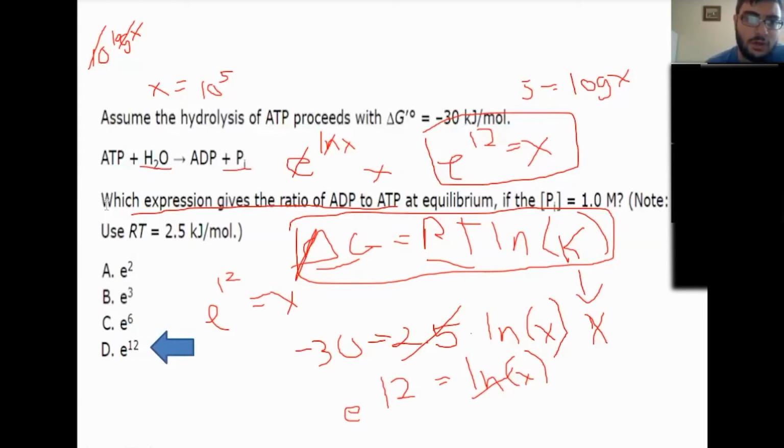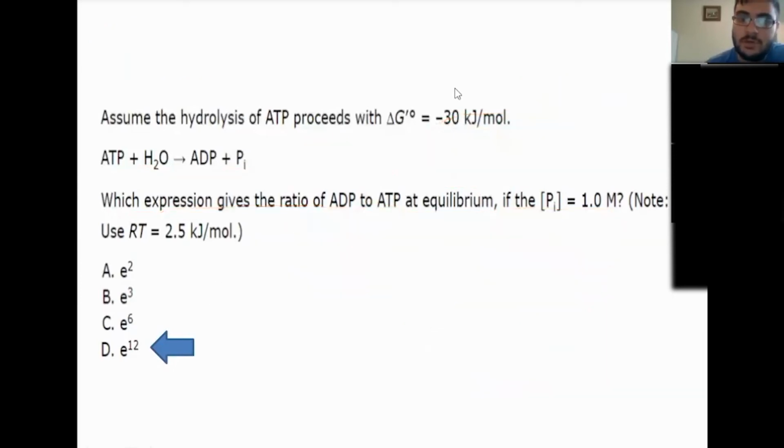But yeah, I'll go over the log again in a second. Let me just clear this. Okay. So we have, say, ln x is equal to 12.